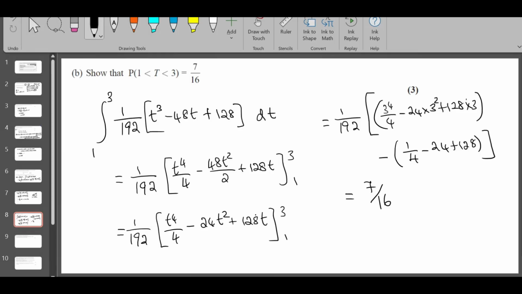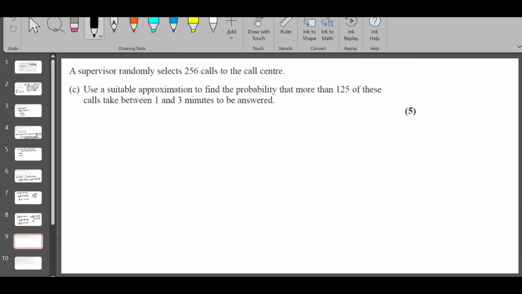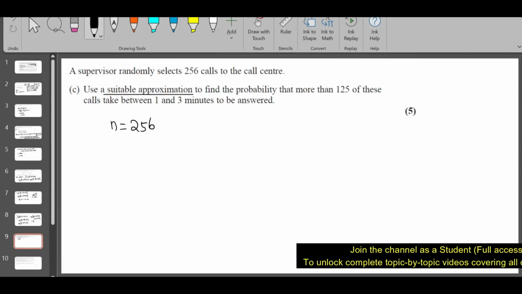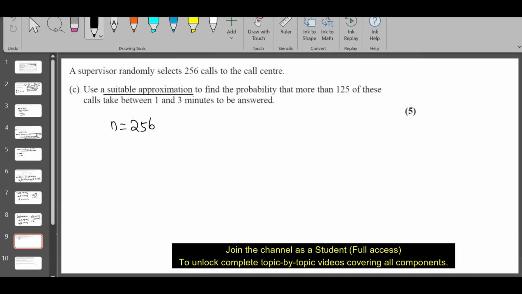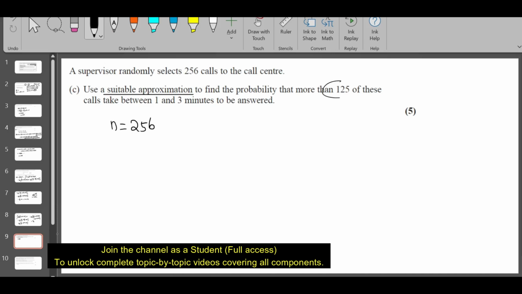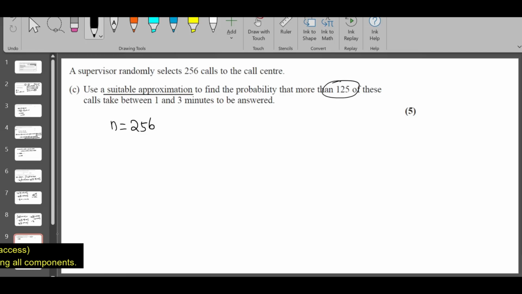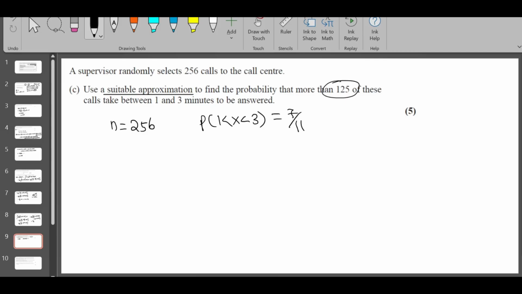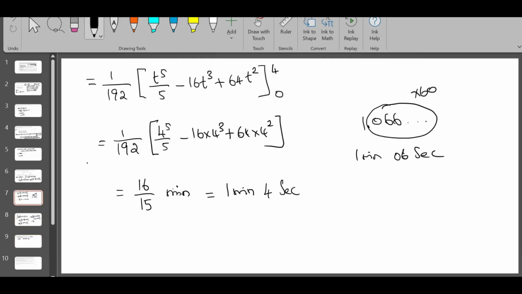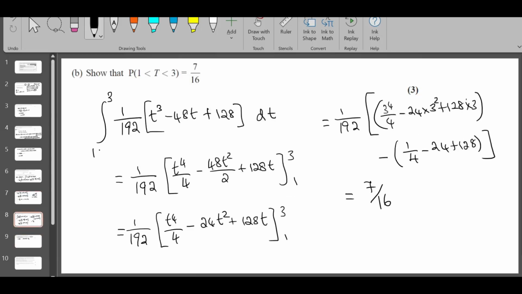7 over 16. Part C now. A supervisor randomly selects 256 calls. Use suitable approximation. Because n is large, we need to apply the suitable approximation. Find the probability that more than 125 of these calls take between 1 to 3, which is the probability of success P that we calculated in the previous part, 7 over 16.